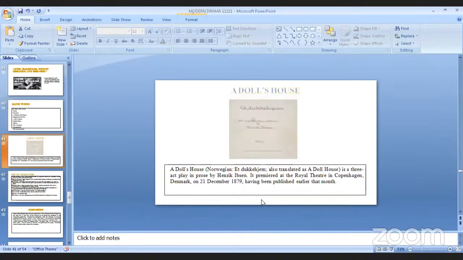Now, coming to this play, A Doll's House is a three-act play in prose by Henrik Ibsen. It premiered at the Royal Theatre in Copenhagen, Denmark on 21st December 1879, having been published earlier that month.